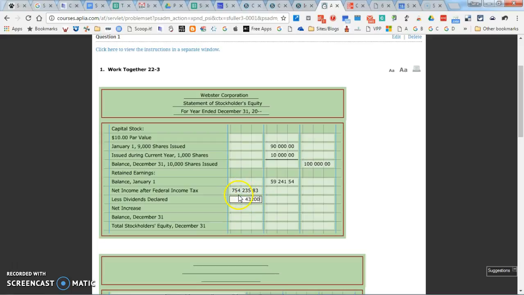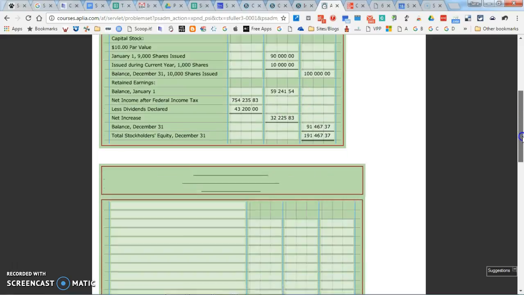And so then we're going to take our net income minus our dividends, and back in the middle column, get $32,225.83. Then we're going to add these two together and put it in the third column, so $91,467.37. And then we will add these two balances together. So our total stockholders' equity is $191,467.37. And that's our statement of stockholders' equity.